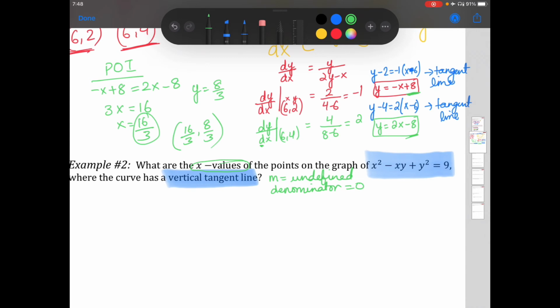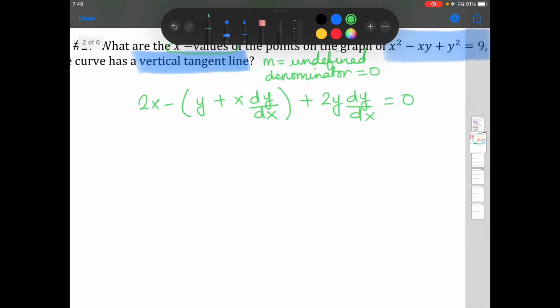So I'm going to find the derivative. I'm differentiating with respect to x. So it's going to be 2x minus, and then again I'm going to use the product rule. Here it is going to be y plus x dy/dx, plus 2y dy/dx equals 0 because the derivative of a constant is 0. So now let's distribute and solve for dy/dx. That's what you're doing, right?